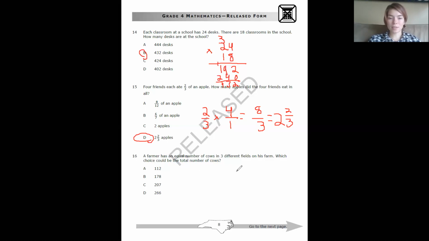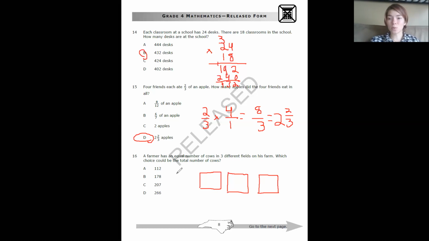16. A farmer has an equal number of cows in 3 different fields on his farm. Which choice could be the total number of cows? So if he has an equal number of cows in each of these fields, that means that each of these fields needs to have a whole number of cows, right? Because we can't have part of a cow. So the total number of cows he has to be divisible by 3.